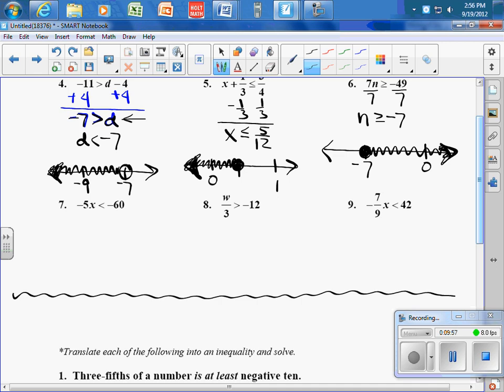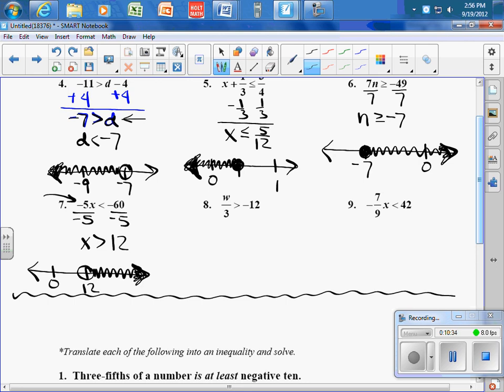All right, and number 7, notice that there is a negative 5 attached to the x. When there's a negative attached to that variable, we're going to be, in our last step, having to reverse the inequality sign. I'm dividing by a negative 5. What happens when you divide both sides by a negative? It reverses the inequality sign, so it'll be x is greater than positive 12. To graph that, if 0 is here, 12 is to its right somewhere, it'll be a hollow circle and shade to the right.